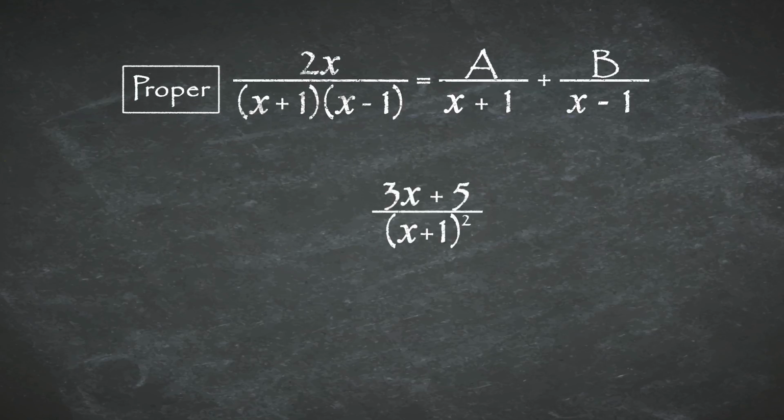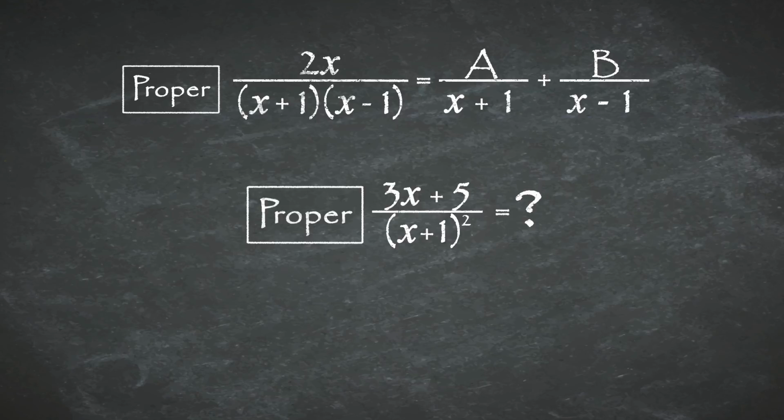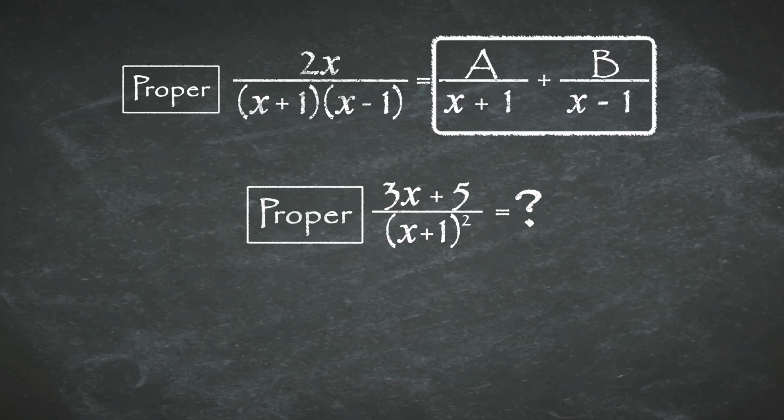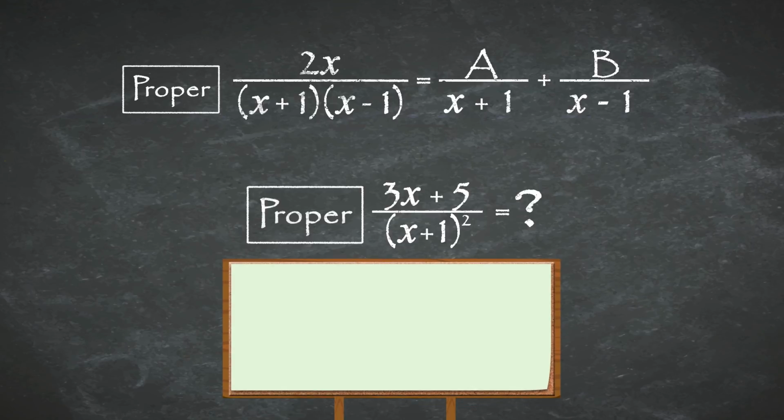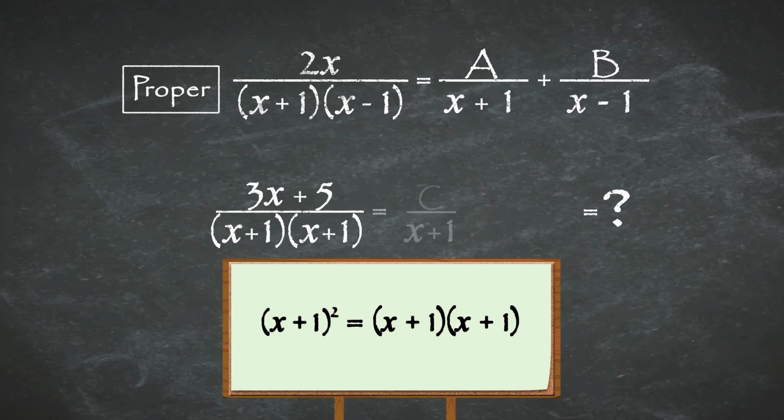Look at this fraction. It is also proper, but its denominator has a repeated linear factor instead. How do we find its partial fractions? Can we still use something like this? Hey, the denominator x plus 1 all squared can be thought of as x plus 1 times x plus 1. Perhaps its partial fractions could look like this.